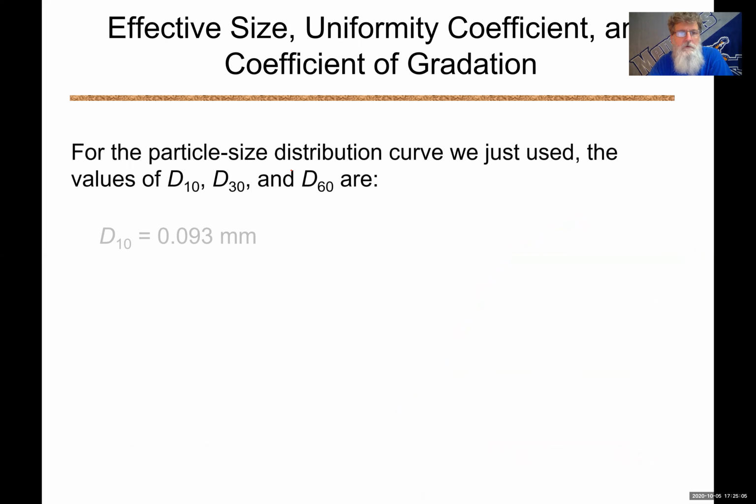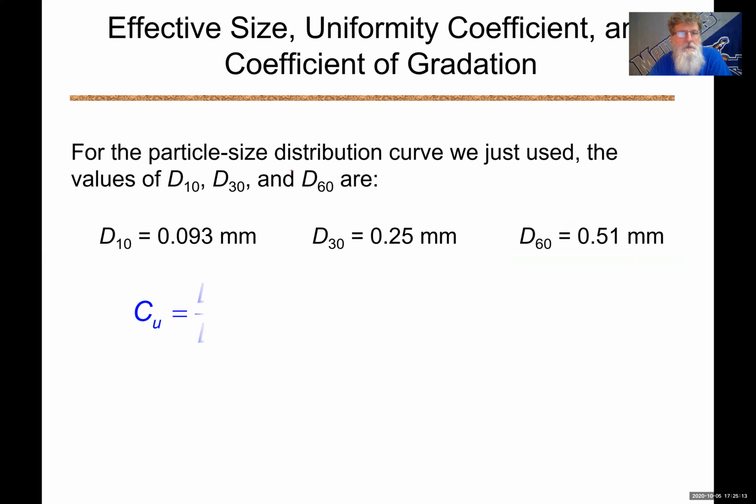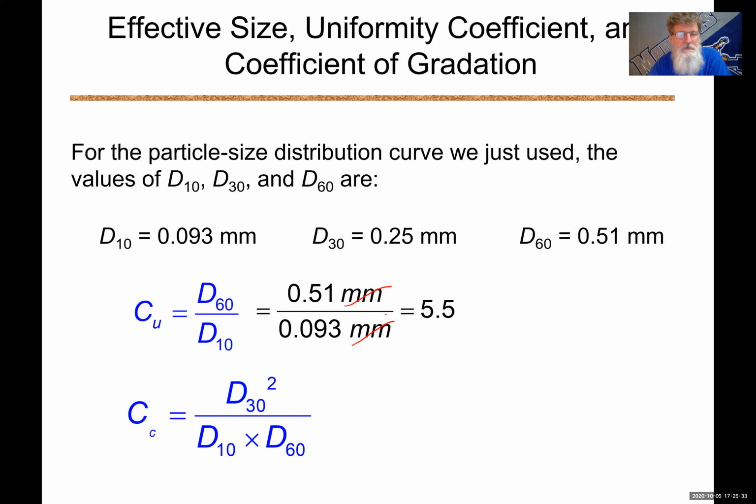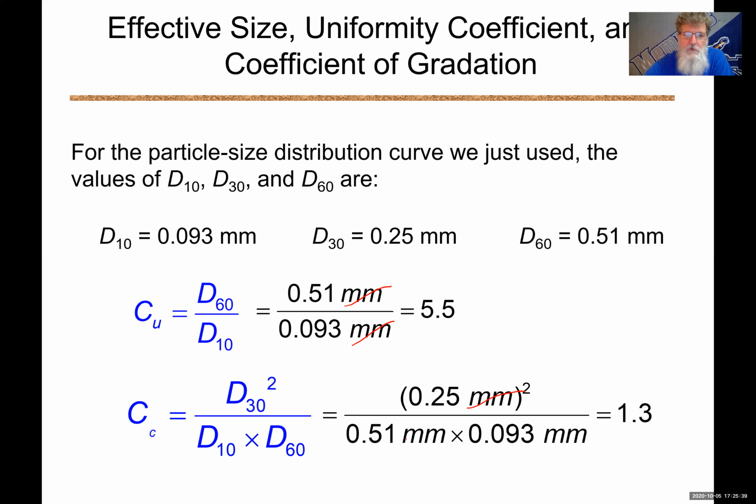I'll just make a note of what we read before. We know the effective size is D10, so the effective size would be 0.093. The uniformity coefficient is D60 over D10. You'll notice that the units cancel, so the uniformity coefficient is dimensionless. This is 5.5, so this material is not uniform, as you might expect. The closer to 1, the more uniform it is. And the coefficient of gradation, with the addition of D30 squared, if you look at the values again, millimeters squared over 1 millimeter times 2 millimeter, again, it's a dimensionless number. In this case, it's 1.3.